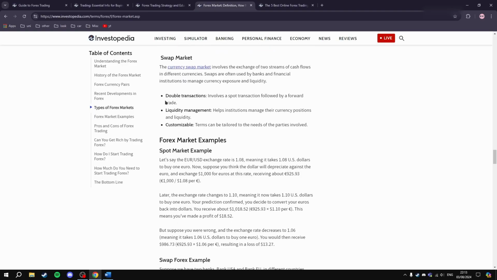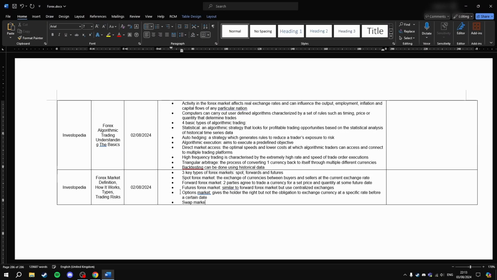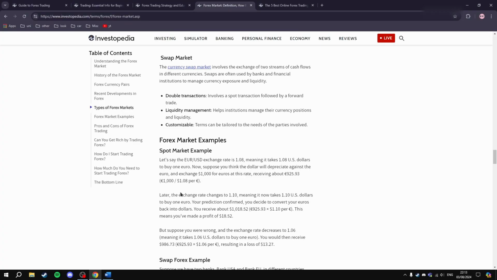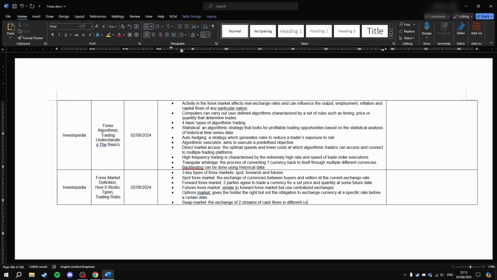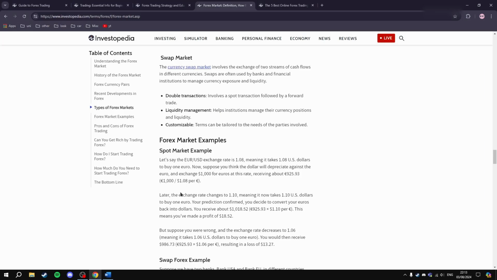Swap market. The currency swap market involves the exchange of two streams of cash flows in different currencies. Swaps are often used by banks or financial institutions to manage currency exposure and liquidity.